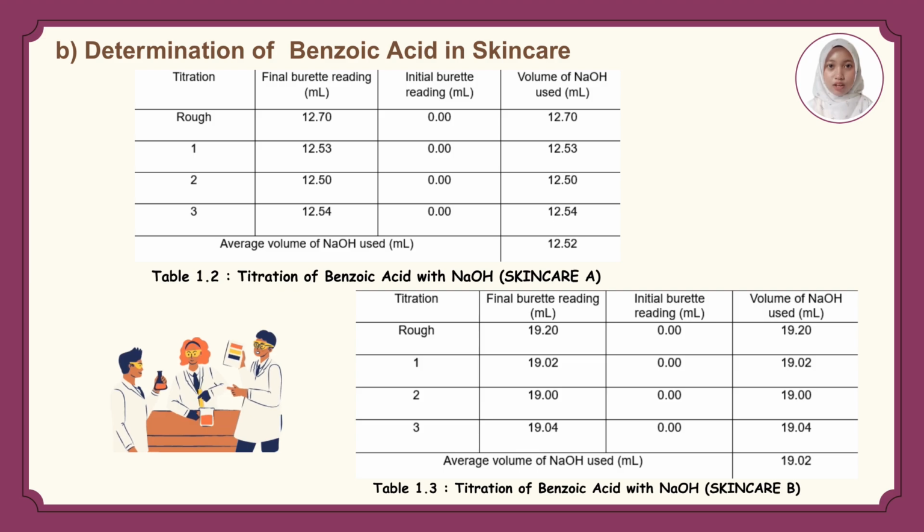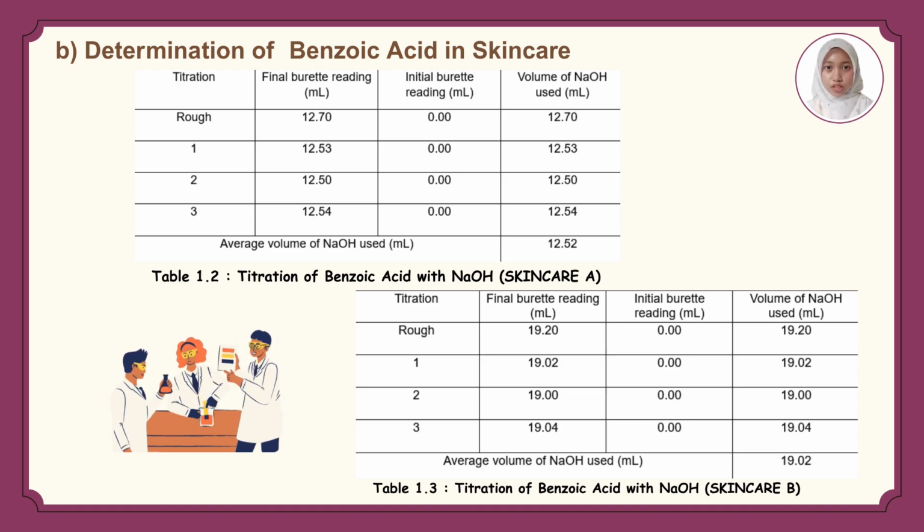Let's move on to the determination of benzoic acid in skincare products A and B using titration with NaOH. So first, refer to table 1.2, which shows the titration result for skincare A. The titration was done 3 times and the volume of NaOH used in the 3 trials was recorded. The average volume of NaOH used was calculated to be 12.52 ml. Next, refer to table 1.3, which, same as the previous table, shows the titration result for skincare B. So the average volume of NaOH used for skincare B is 19.2 ml.